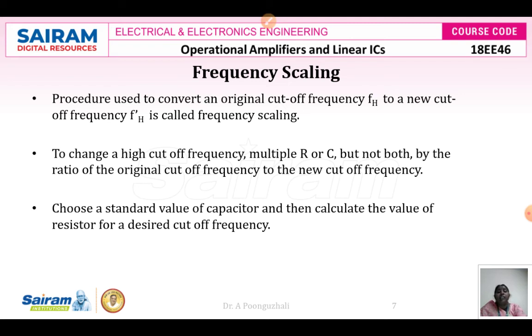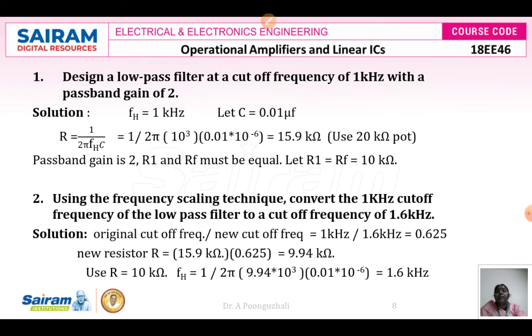To find the R value, we take the ratio of the original cutoff frequency to the new cutoff frequency. Then we choose a standard value of the capacitor, and calculate the value of the resistor for the desired cutoff frequency. So here we will see a problem related to that.